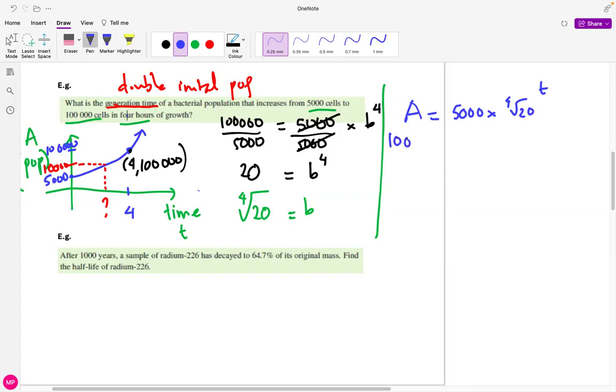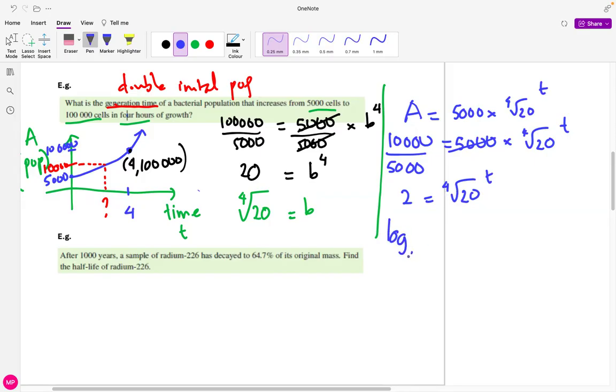So you have 10,000 equals 5,000 times the fourth root of 20 to the power of t, and we solve for t. So we divide by 5,000 on this side. You will have 2 equals the fourth root of 20 to the power of t, and then you carry up the fourth root of 20, you log it. So you log base fourth root of 20 of 2 equals t.